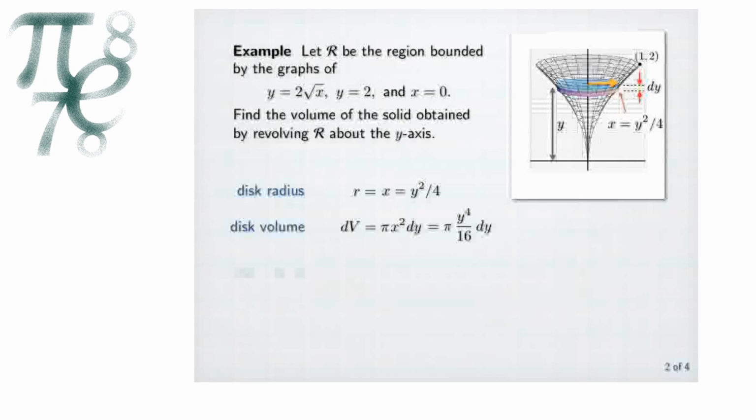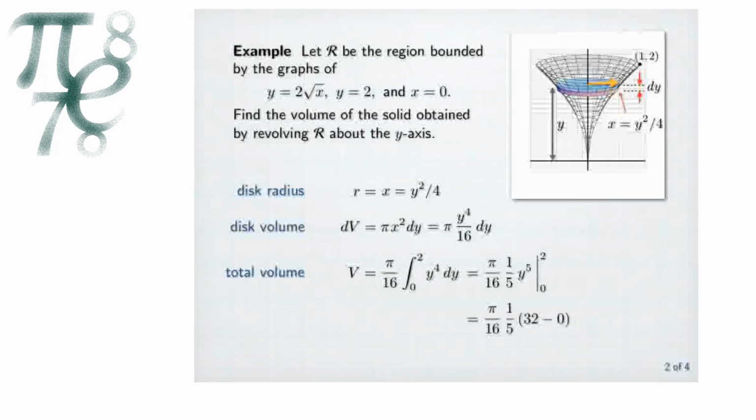So the volume of the solid is pi over 16 times the integral from 0 to 2 of y to the 4th dy. Now this is pi over 16 times 1/5 y to the 5th, evaluated from 0 to 2, which equals pi over 16 times 1/5 times 32 minus 0. Now 32 over 16 is 2, so this ends up being 2 pi divided by 5.